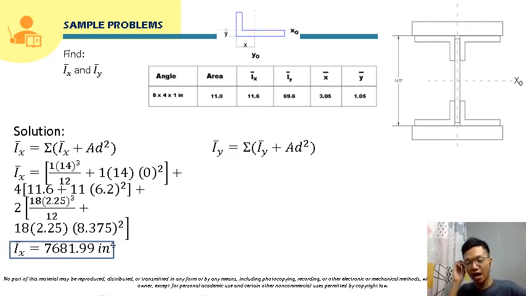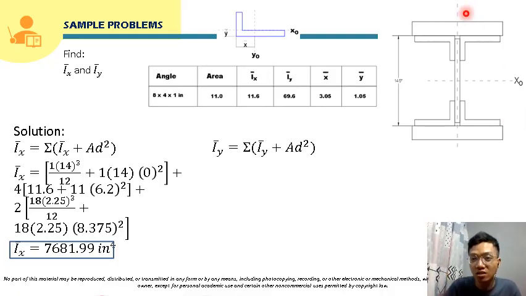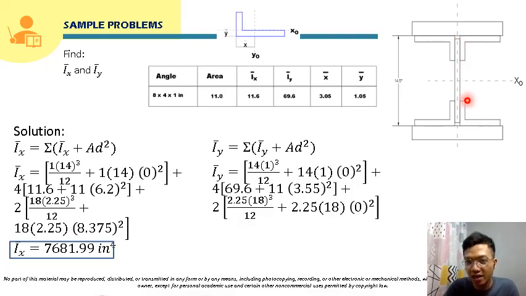Now for Iy bar, which is the moment of inertia with respect to the y centroidal axis. This is the y centroidal axis. The centroidal moment of inertia of the first rectangle is hb cubed over 12. There will be no distance d, since the centroid of this rectangle is at the reference axis, so that will be 0. For the angle, let's just consider one angle here and then multiply it by 4, since we have 4 angles.